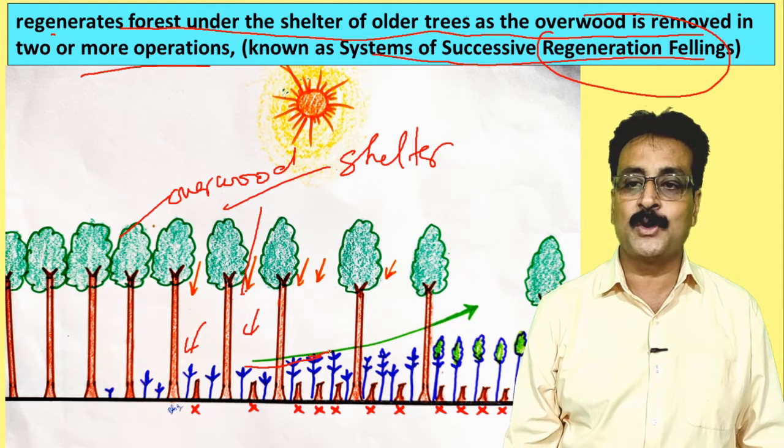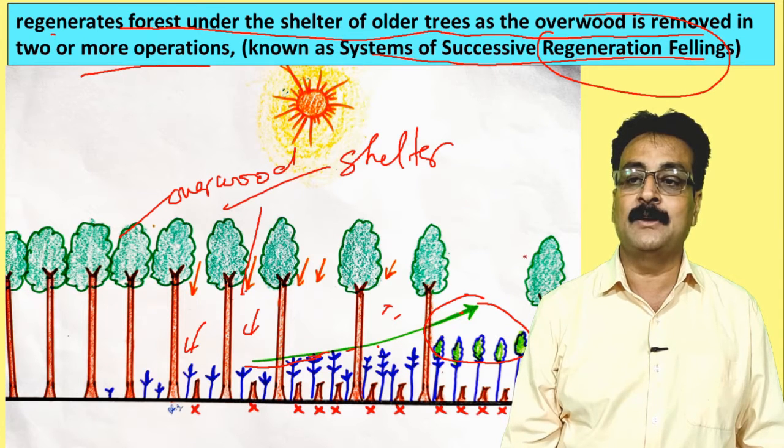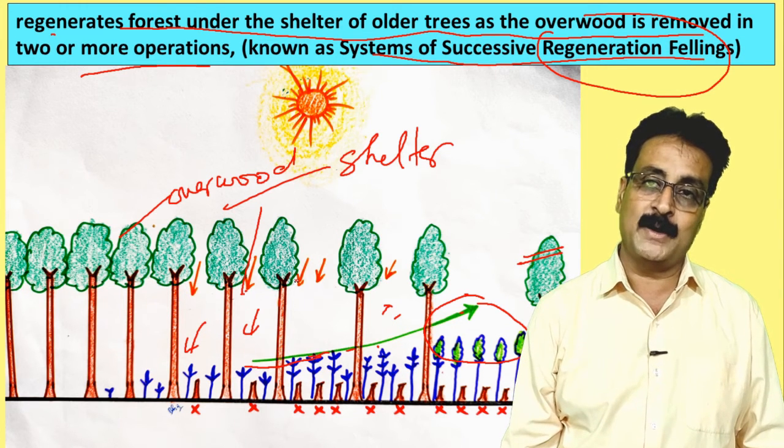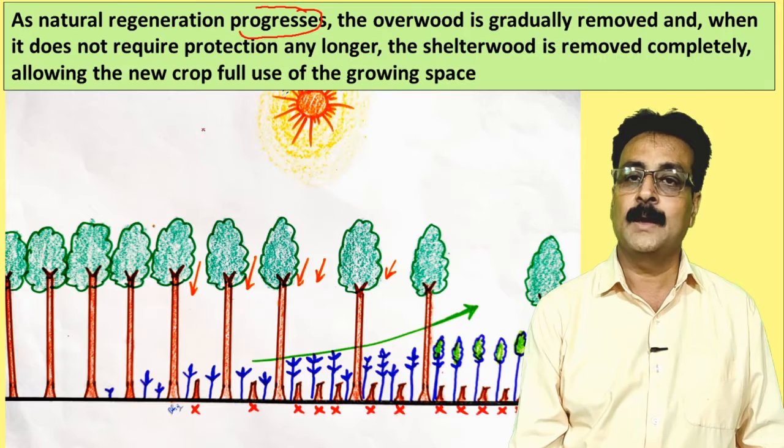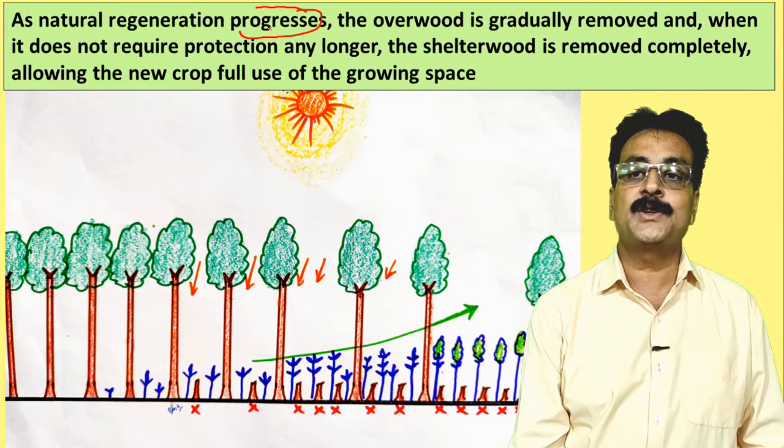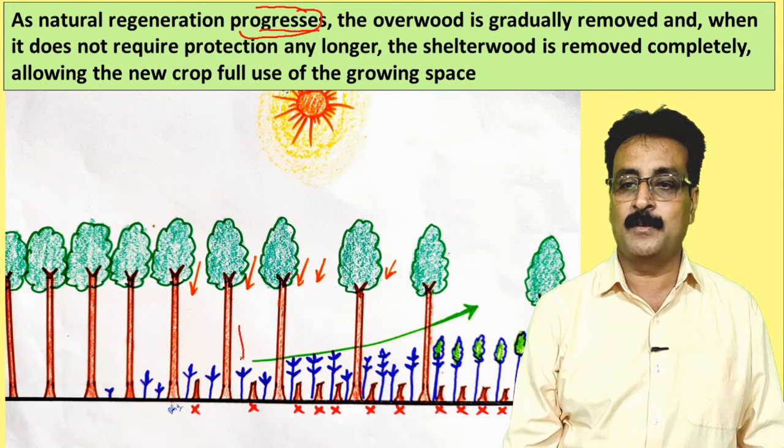As the regeneration grows older, becoming saplings and poles, we slowly remove more trees in a successive regeneration felling, and slowly our regeneration is established enough. Then later we remove the shelter, which is not required. We can see how natural regeneration progresses.